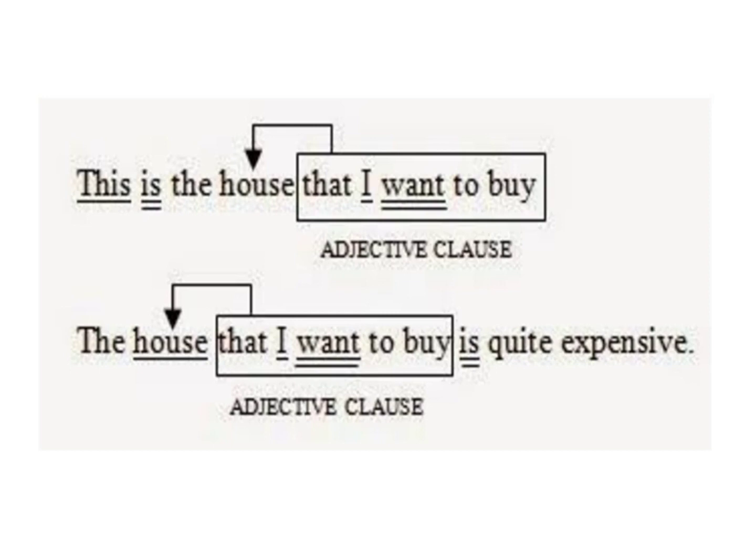For example, this is the house that I want to buy. And the location of the adjective clause here starts from that I want to buy. And for the second example here, the house that I want to buy is quite expensive. An adjective clause here starts from that I want to buy.